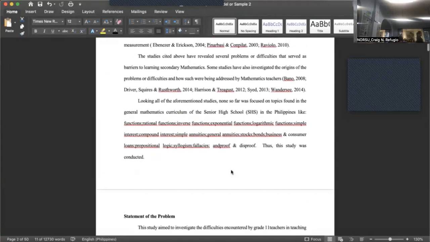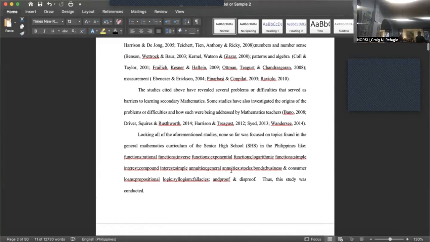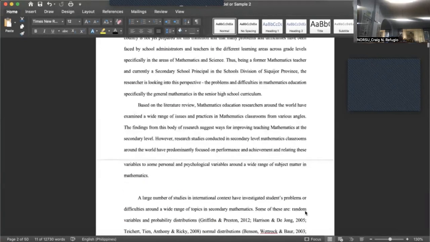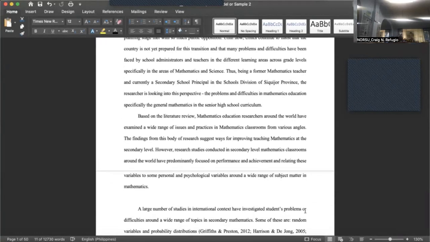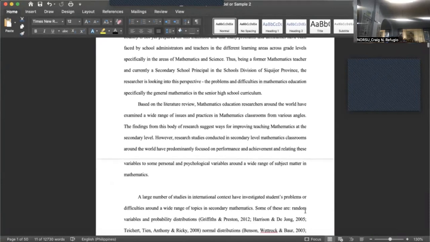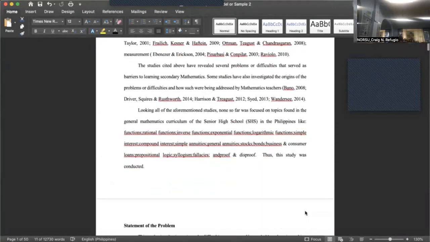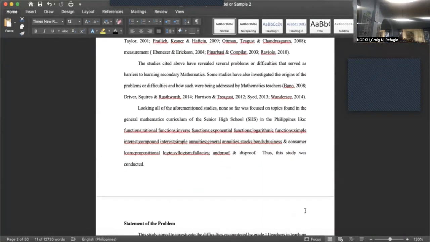Pagination should be in the lower right hand corner. So the pages should be written on the lower right hand corner. Do you follow?